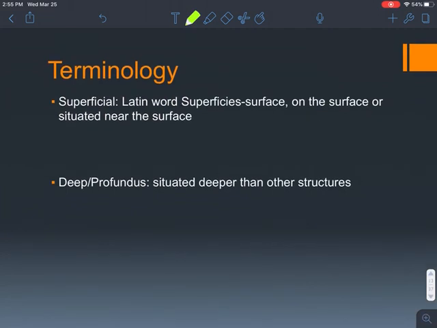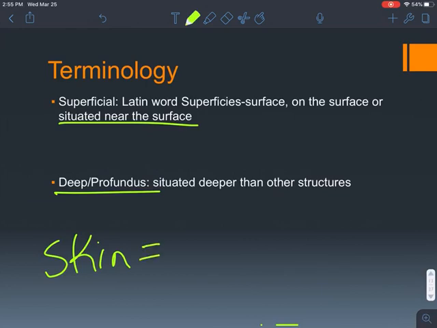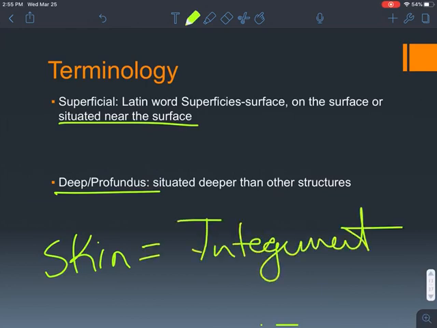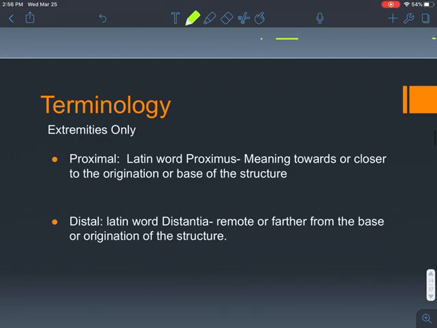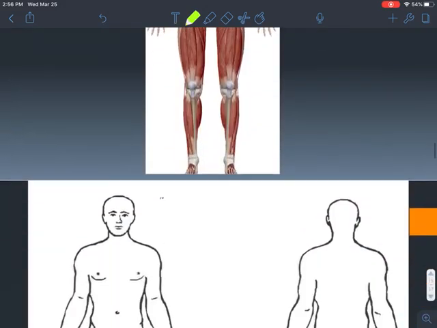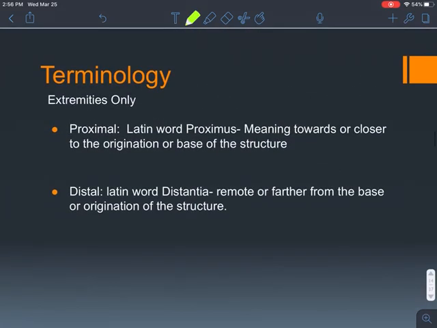Superficial and deep. So superficial, we're not going to use these much, okay? But superficial is a term pertaining to being closer to the surface of the body, and then deep means it's deeper. Like the most superficial aspect of the body is the skin. The skin is called your integument. Just a little extra credit thing here. Integument.